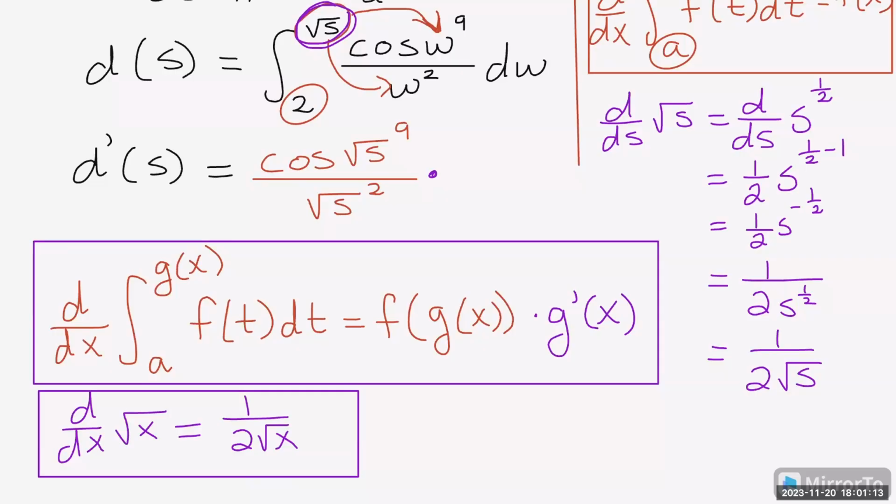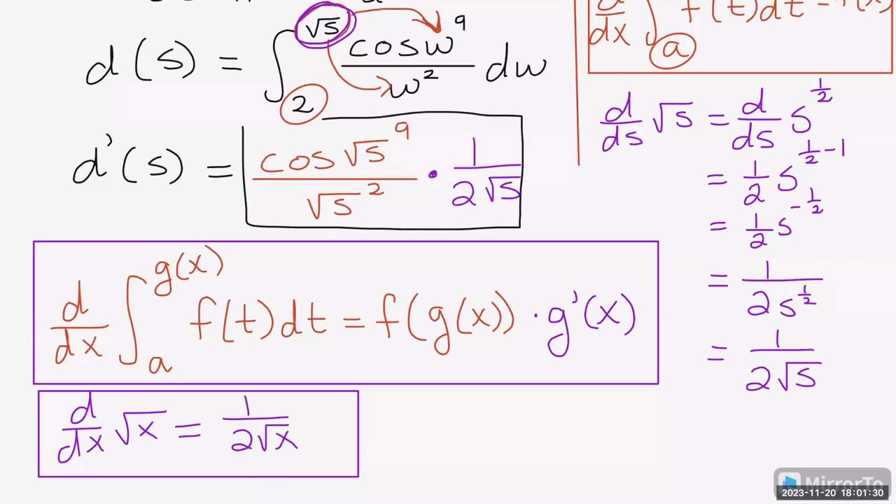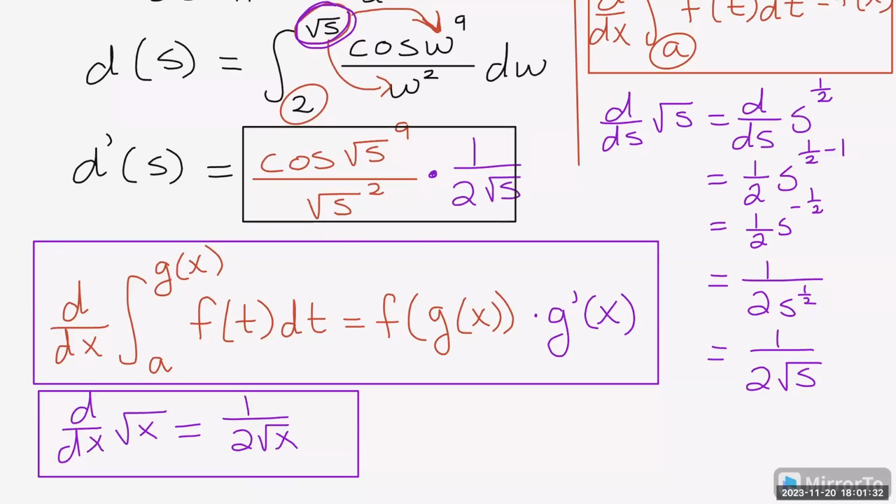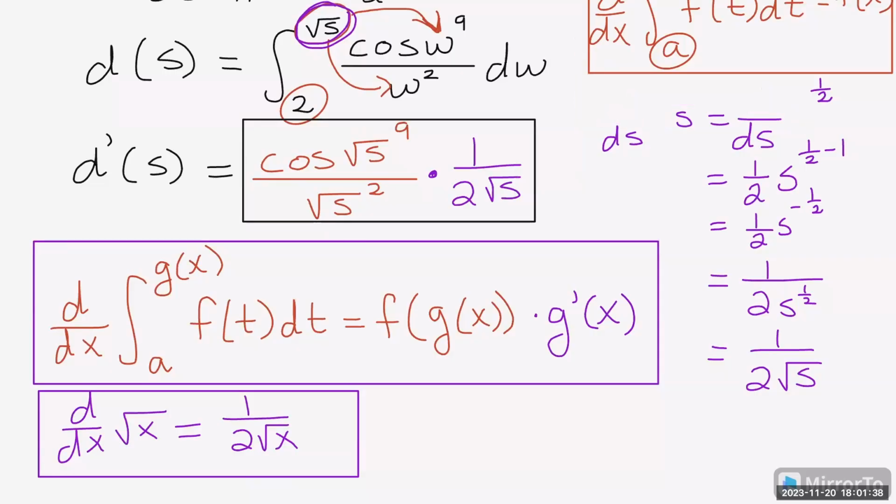So I get to go back up to my problem and multiply this by 1/2 root s. And that's going to be my answer. There are a couple of things that you can do to simplify this. I bet the homework will take the answer like this, unless they say simplify, then they'll probably take the answer like this. But just some things that you can do to simplify this if you want to.